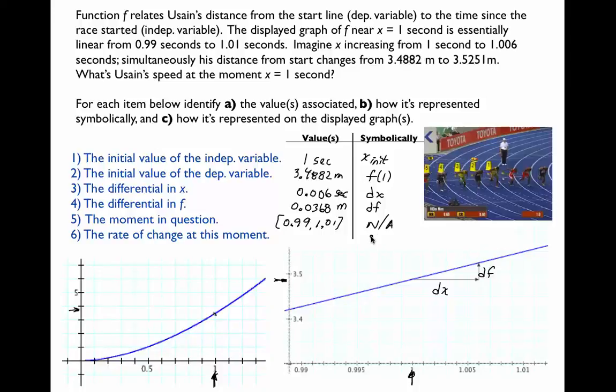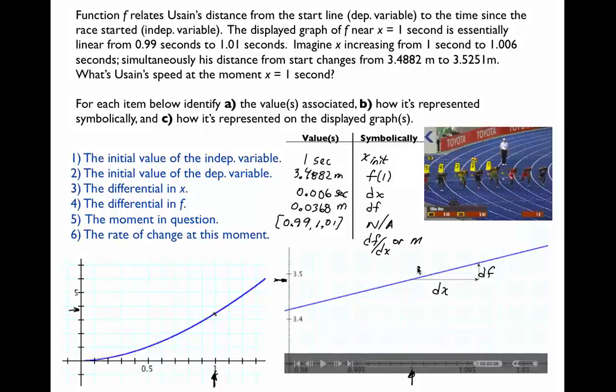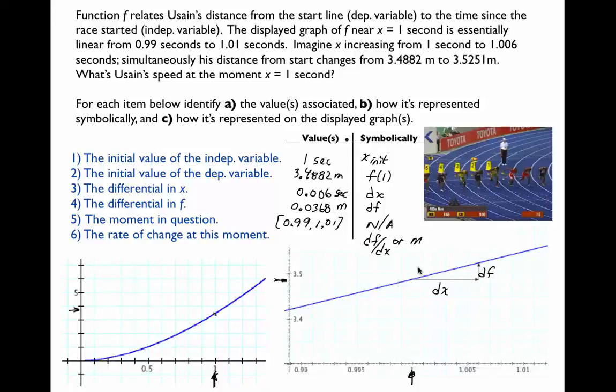The rate of change is, you got df divided by dx. That's how you can write it symbolically, or m, we call that m, right? So either way, df over dx or m. And so then we're finding the change in f, so we're just going to take the 0.0368 divided by the 0.006. What do you get? 6 and 2/15. How about a decimal? 6.1.